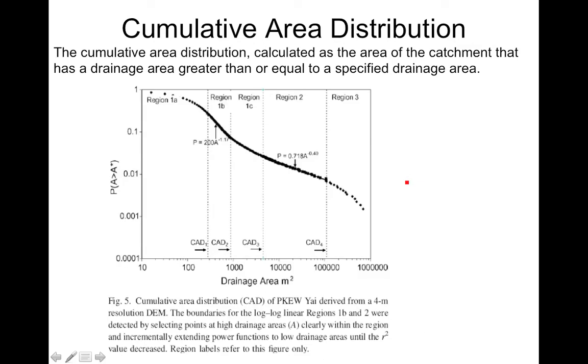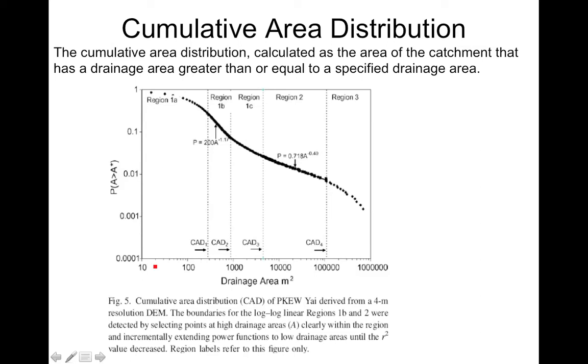And the cumulative area distribution is calculated as the area of the catchment that has drainage area greater than or equal to a specified drainage area. So it's like a cumulative probability function. Here's the probability that the area is less than some area A star, and these are the A stars. These are the drainage areas, right?